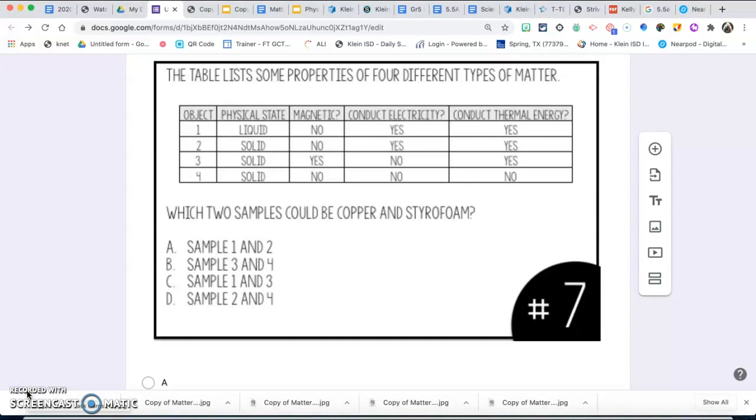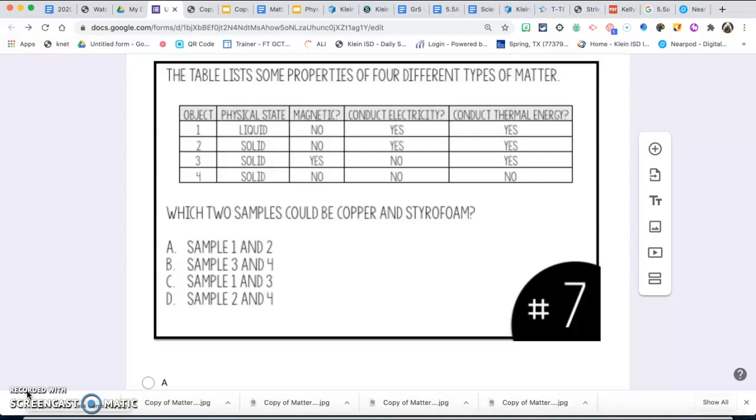Question 7. The table lists some properties of 4 different types of matter: object, physical state, magnetic, conduct electricity, conduct thermal energy. 1. Liquid, no, yes, yes. 2. Solid, no, yes, yes. 3. Solid, yes, no, yes. 4. Solid, no, no, no. Which 2 samples could be copper and styrofoam?